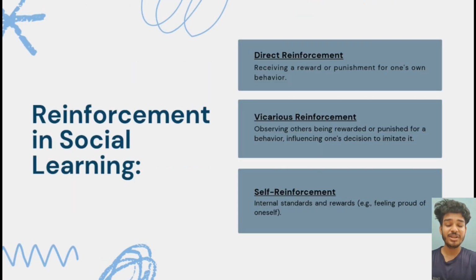There are three types of reinforcement in social learning, which are direct, vicarious, and self. Direct reinforcement means receiving a reward or punishment for one's own behavior. Vicarious reinforcement means observing others being rewarded or punished for a behavior, influencing one's decision to imitate it. And self-reinforcement means internal standards and rewards, feeling proud of oneself.